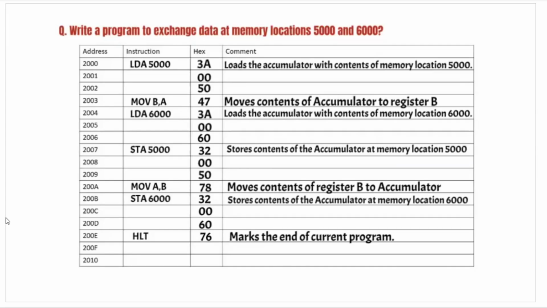So let's take the example of this program that we have shown to you earlier. Write a program to exchange the data at 2 different memory locations, 5000 and 6000. Since the memory locations 5000 and 6000 are not accessible to me in the simulator, instead of 5000 and 6000, let us say we have 2 memory locations, A and B. We have data at these 2 locations. We want to exchange the data at these 2 locations.